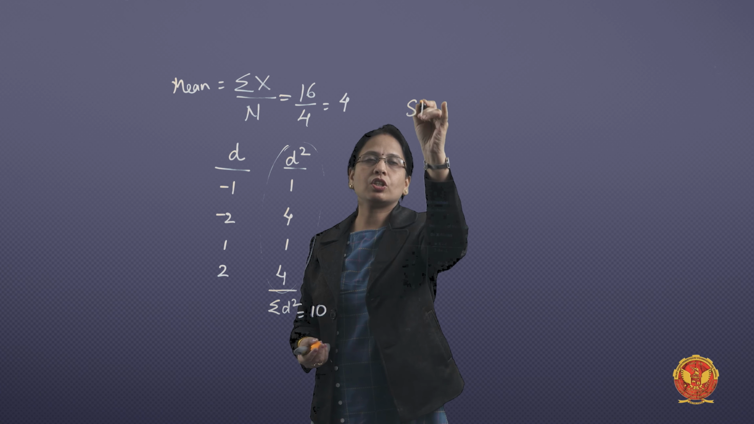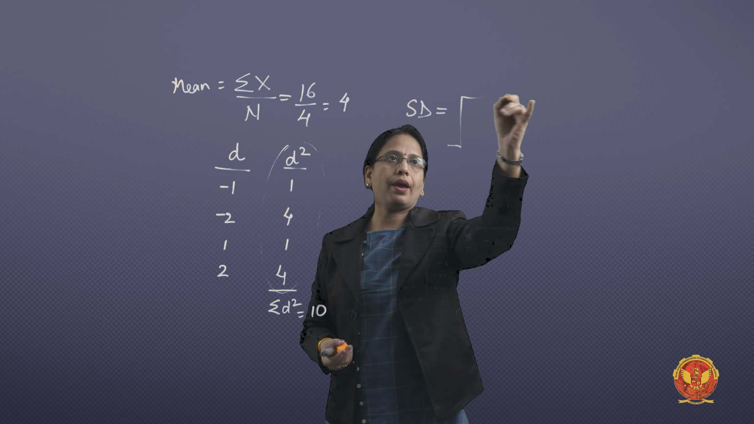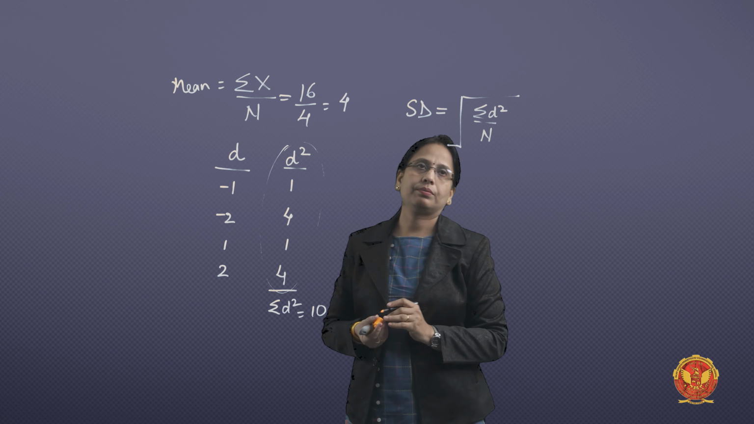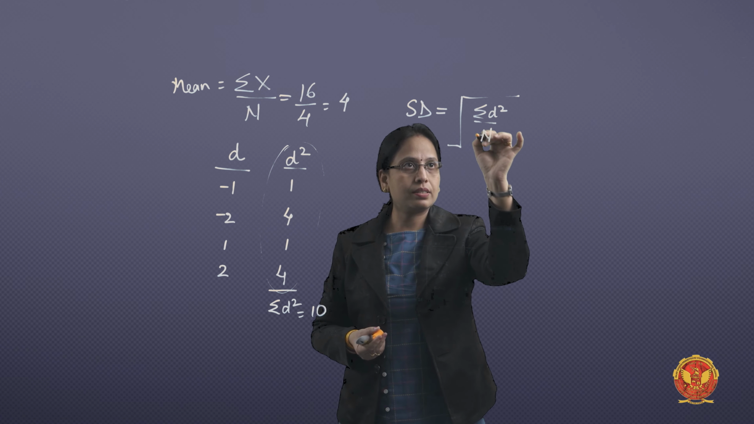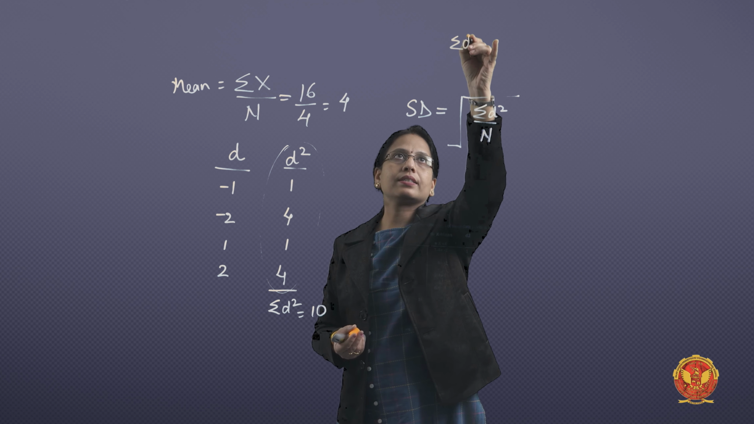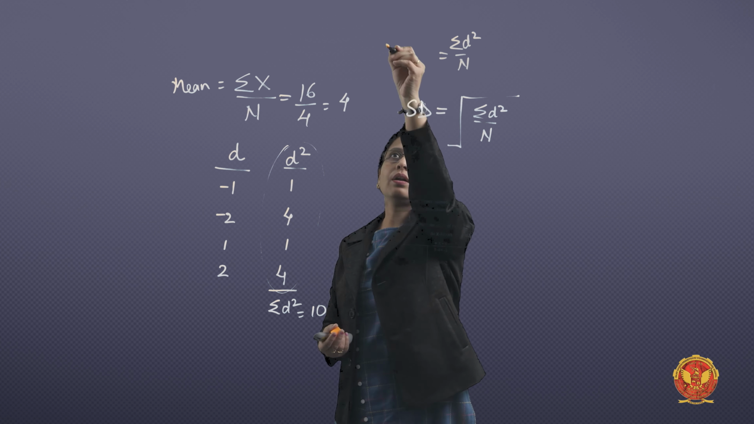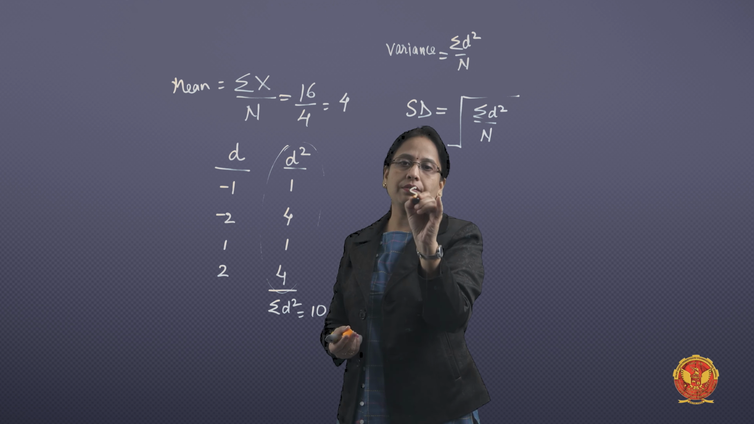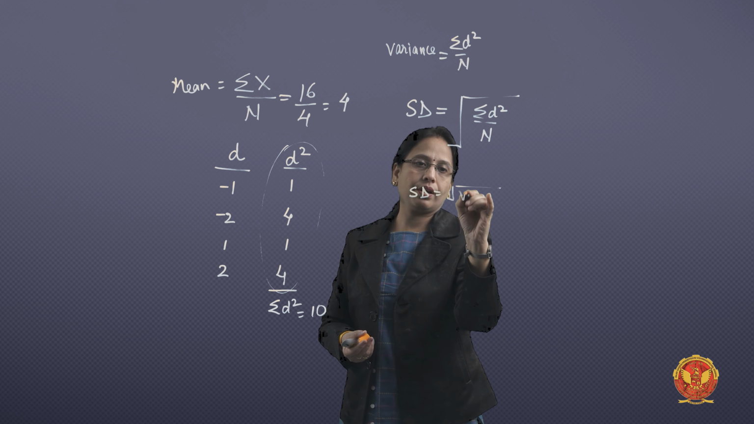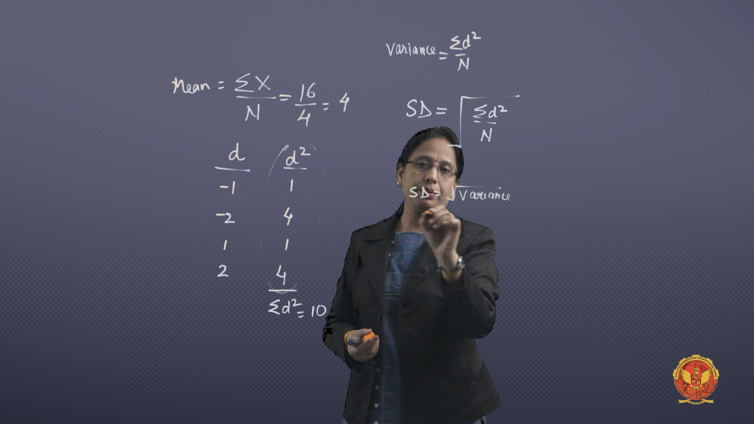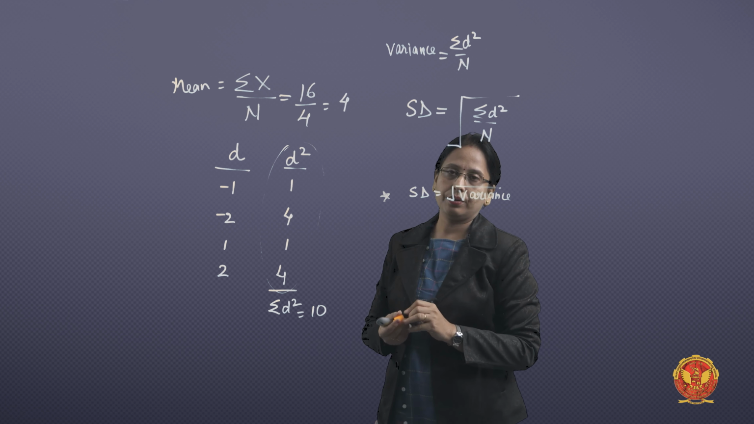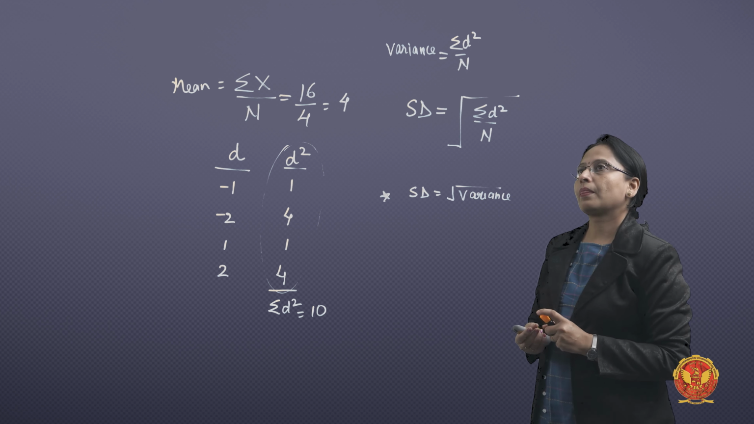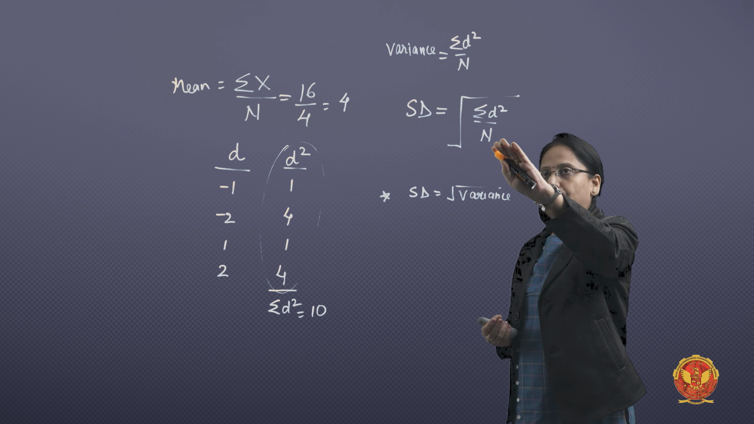What is the formula of the standard deviation in the case of an individual series? It is the square root of the sum of squares of differences divided by n. This is the formula. Remember, if I write this part separately, this is called variance. So what is the relationship between variance and standard deviation? Standard deviation is the square root of variance. This is again an important formula to remember. It will be used in a few further statistical methods.